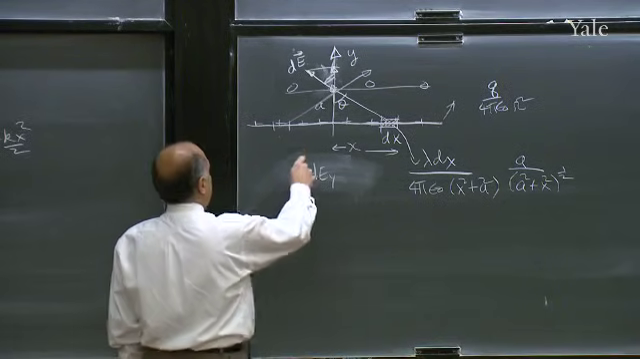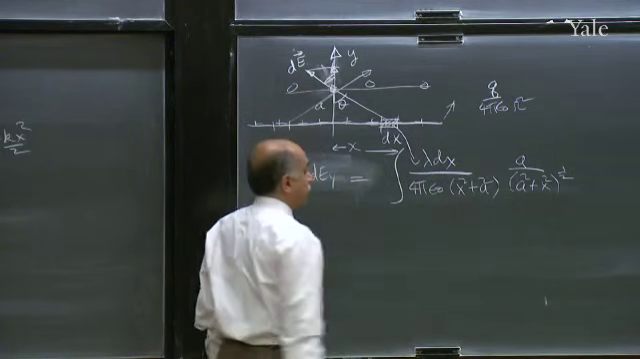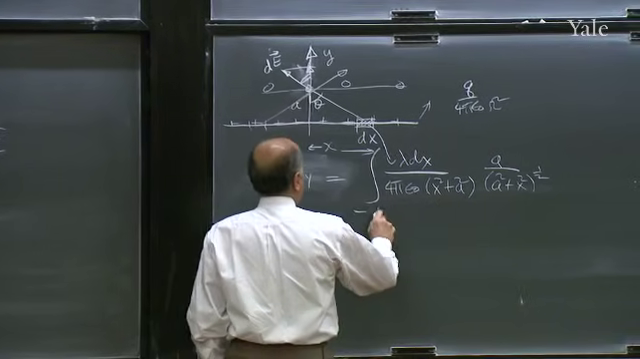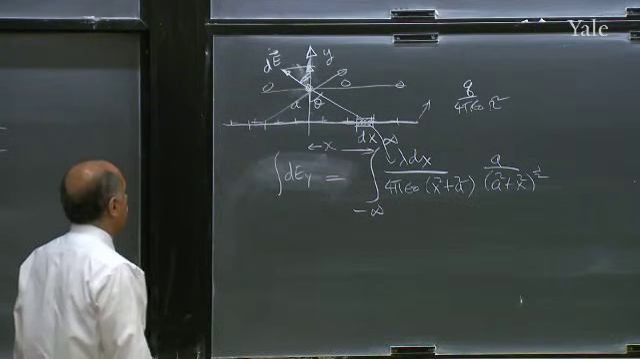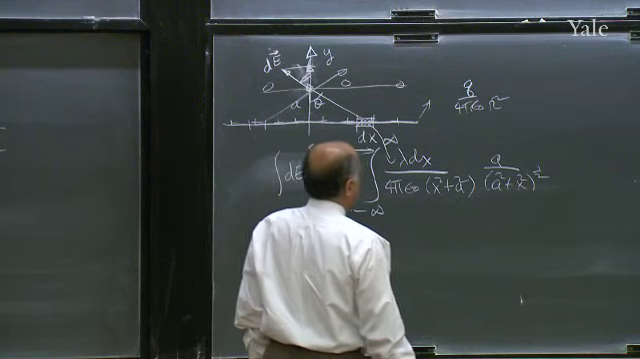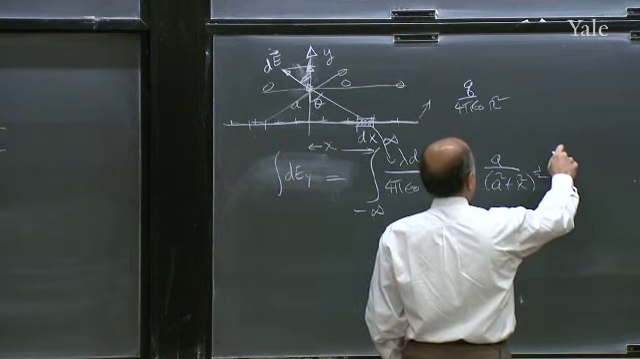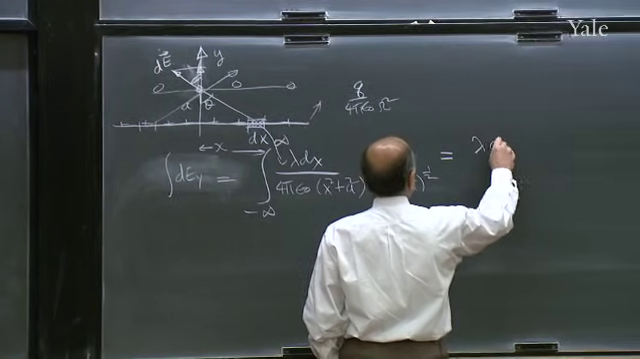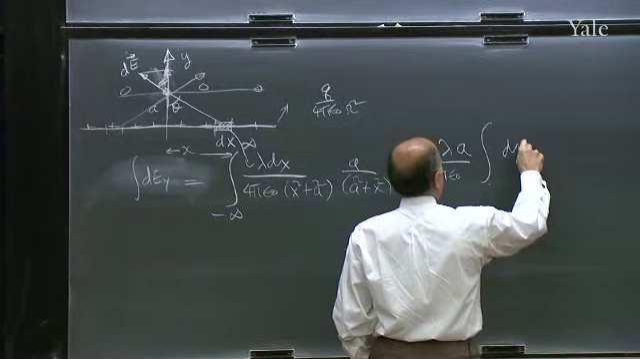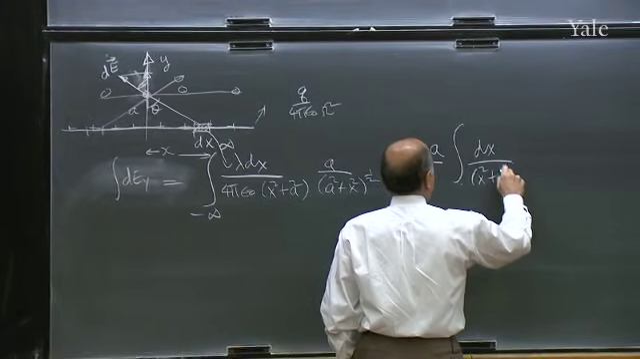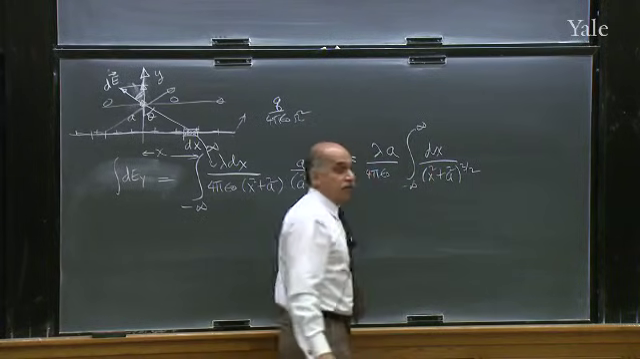The total electric field is obtained by adding all the dE's, or adding all the contributions from all the segments on this line. And that goes from minus infinity to plus infinity. All right, so now it's a matter of just doing this integral. So this gives me lambda a over 4 pi epsilon 0 times the integral of dx divided by (x squared plus a squared) to the 3 over 2, from minus to plus infinity.